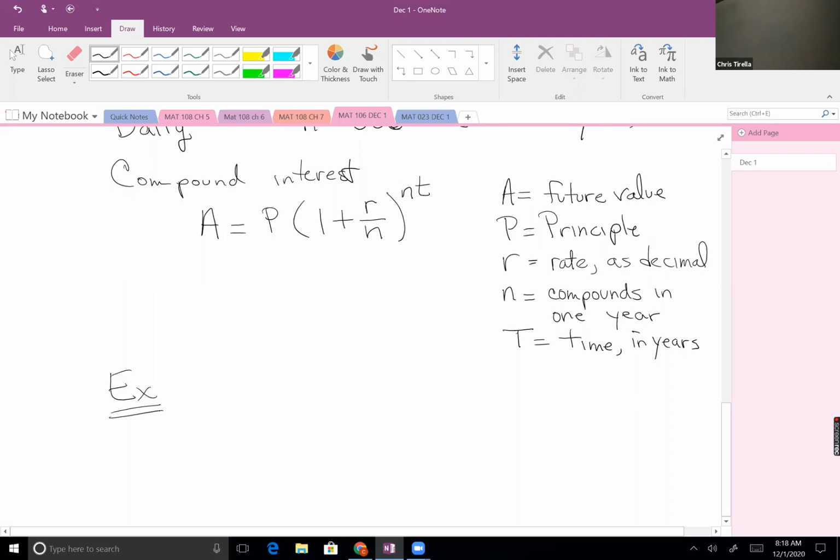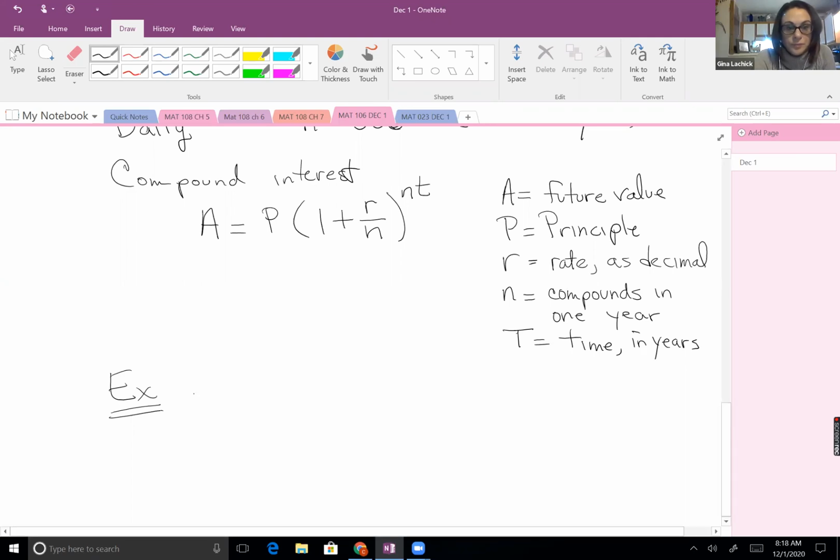So let's look at an example. Does everybody have this written down? Can I keep going, or do I need to shut up for a minute? I have it written down. I have it written down.